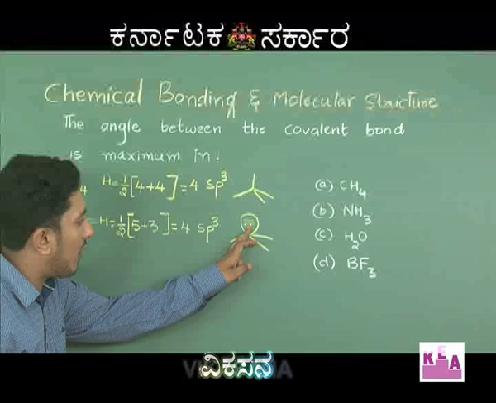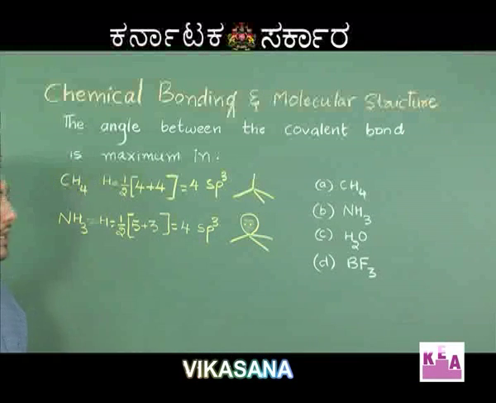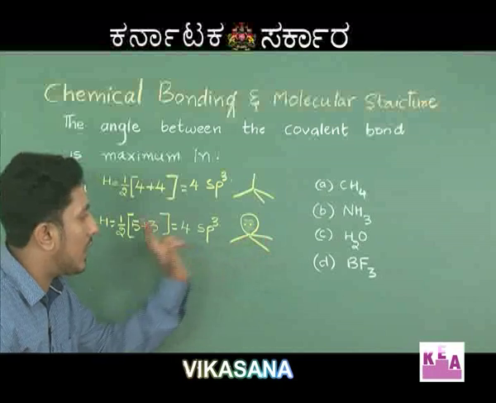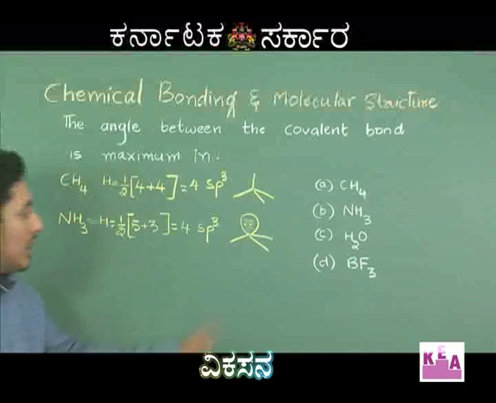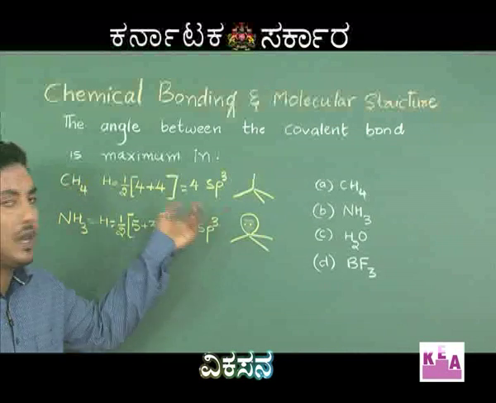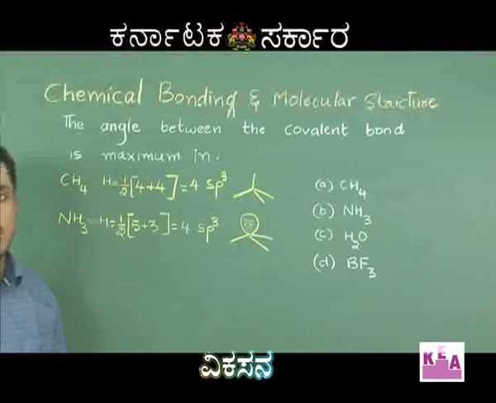Due to the lone pair of electrons, the bond angle decreases. Why? Because the lone pair provides repulsion to the bond pairs. As a result, the bond angle in ammonia will be less than 109 degrees 28 minutes.